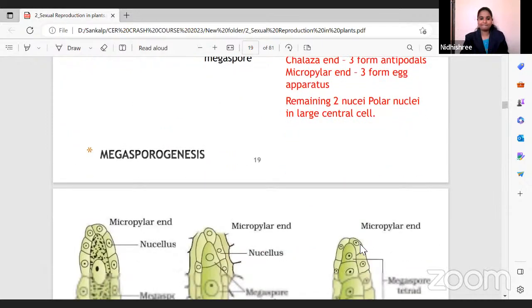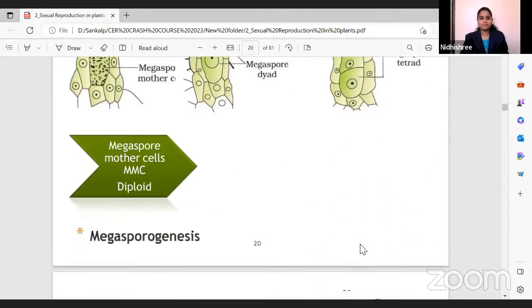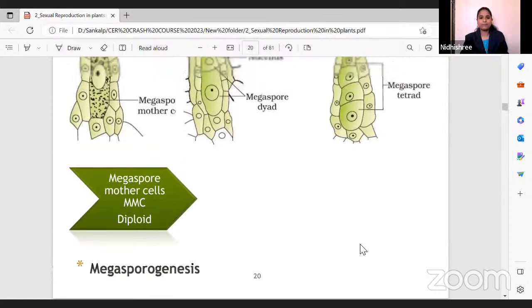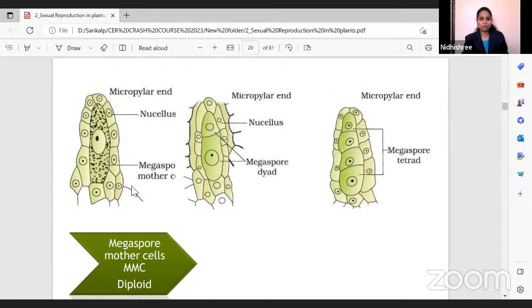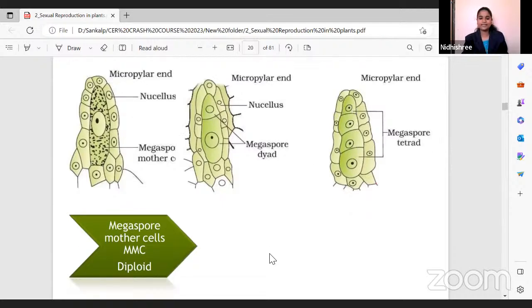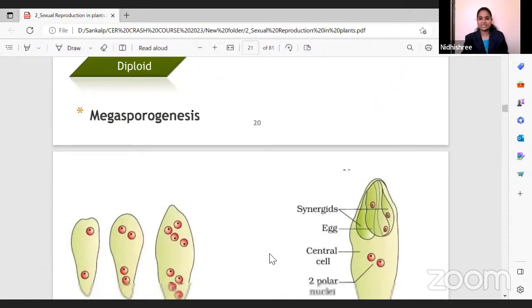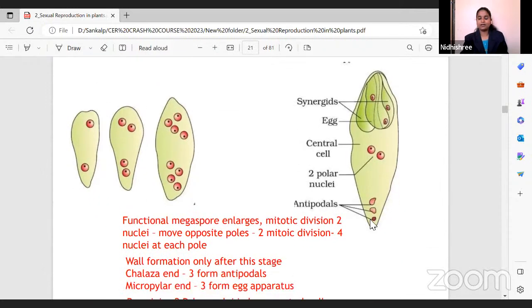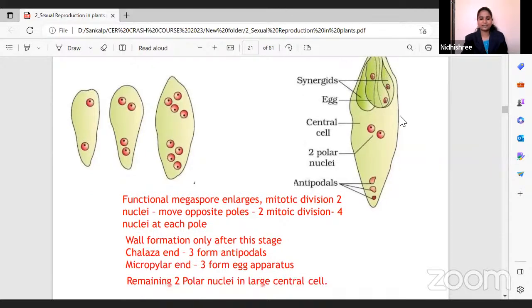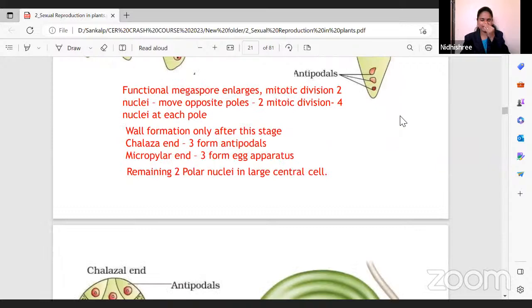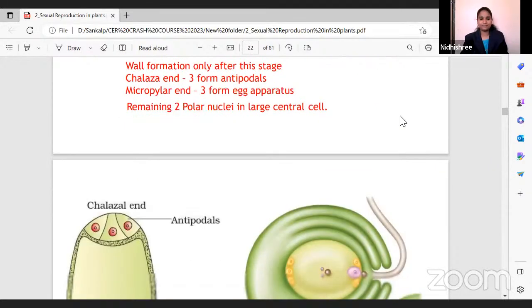Let us see. MMC means what? Megaspore mother cells. These megaspore mother cells give rise to megaspores. Next, see here. Three antipodals are there. Two polar nuclei are there. Central cell is there. Egg or ovum. These are called synergids. Synergid is where the pollen tube enters.